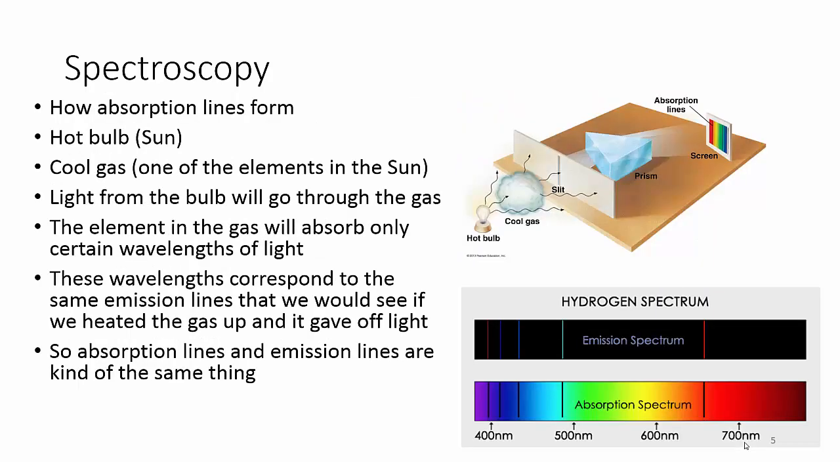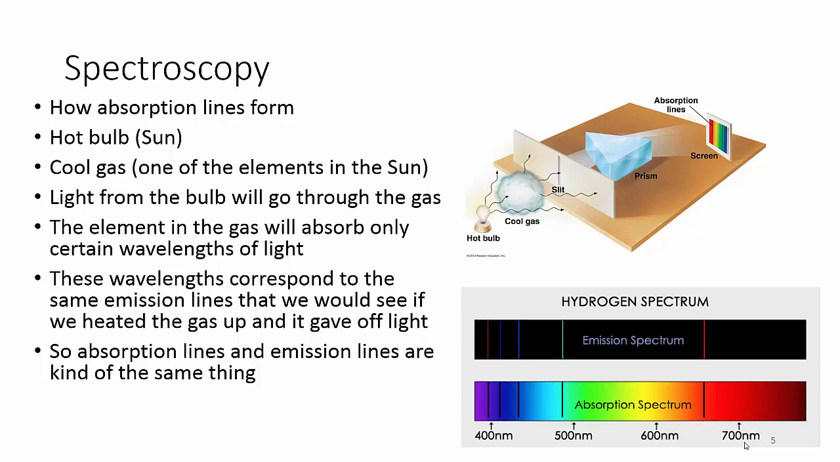All right, so absorption lines. Basically, this is the opposite of emission lines. And as you can see by the picture at the bottom there, the emission lines, you've got your reds, your blues, your greens. And then the absorption line has the black lines in it. And they're completely opposite.